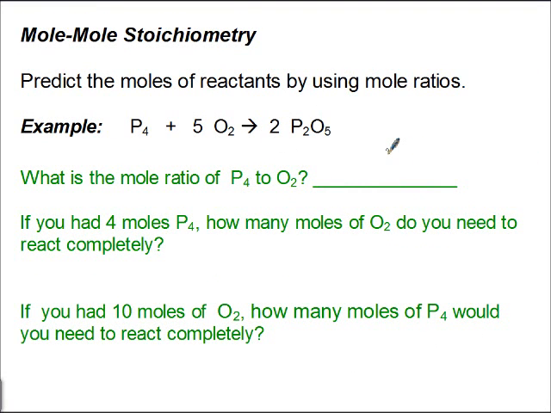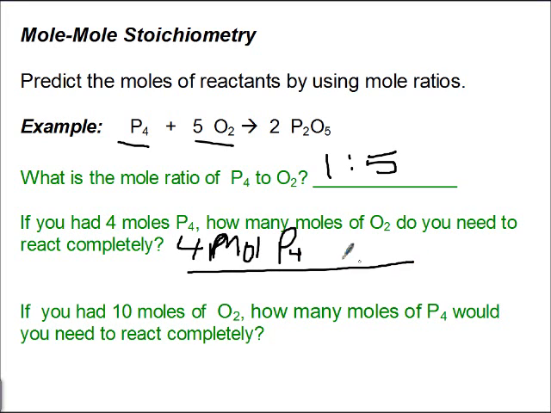Another example, looking at P4 to oxygen. In this case, I'm looking at 2 reactants. If I know how much P4 I have, how much oxygen do I need? It's a 1 to 5 ratio of P4 to O2, looking strictly at the coefficients. So now if I have 4 moles of P4, and I want to know how many moles of O2 I need, I'm going to take 5 O2 divided by 1 P4, and you'll see that you need 20 moles.